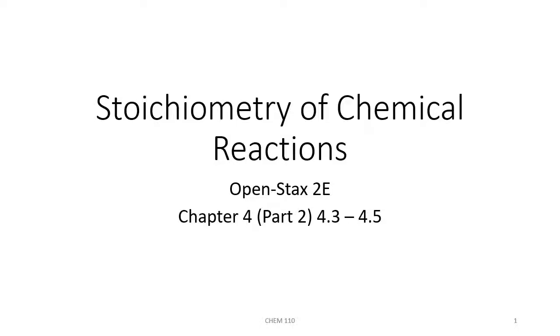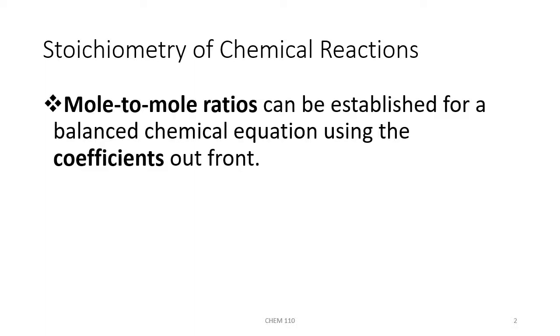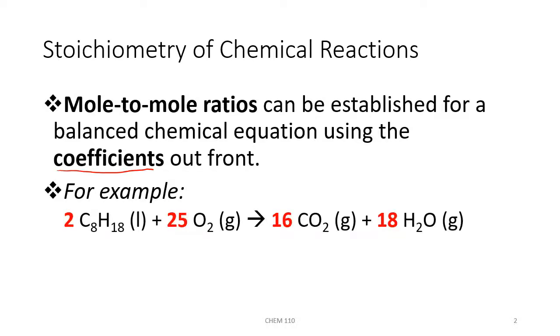The second part of Chapter 4 focuses on stoichiometry and much of the math calculations involving chemical reactions. When we talk about stoichiometry, what we're referring to is the mole-to-mole ratios that we can write by balancing our equations using coefficients out in front. For example, if we look at this balanced chemical equation, this says that 2 moles of octane react with 25 moles of oxygen to produce 16 moles of carbon dioxide and 18 moles of water.